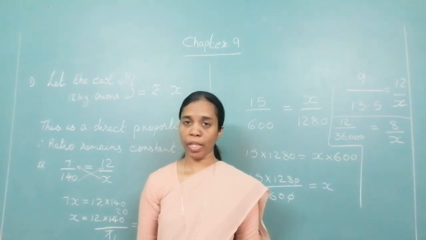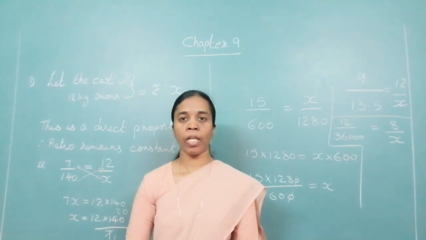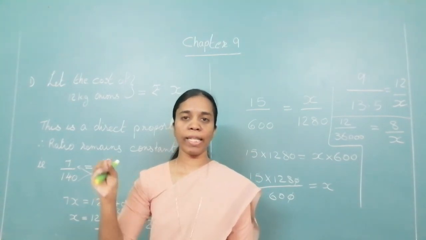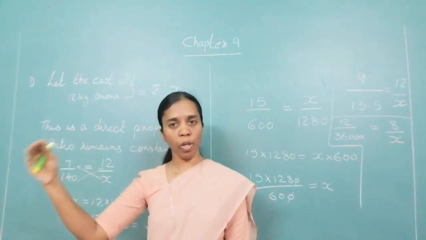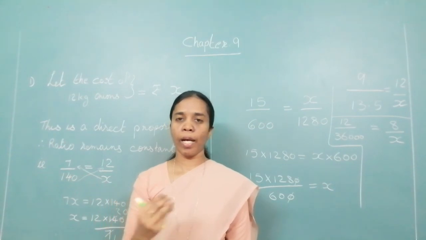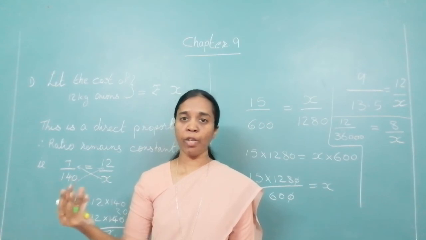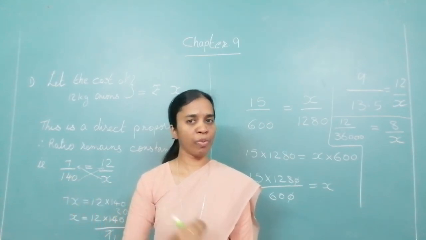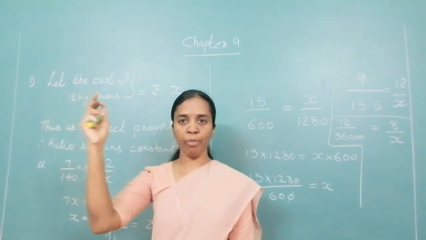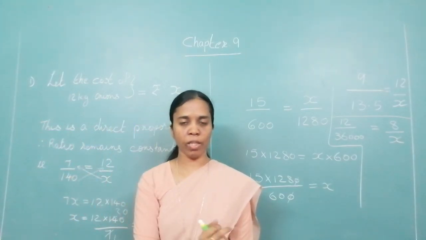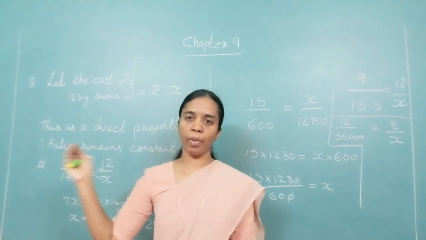I don't think there will be a difficulty in this. What we have done is direct proportion. In direct proportion, if one quantity increases, the other quantity also increases. If one quantity decreases, the other decreases. Suppose I am purchasing 10 books costing 100 rupees, and if I have to buy only 5 books, it will cost 50 rupees. So when the number of books increases, cost increases; when the number of books decreases, cost decreases. This is a direct proportion.